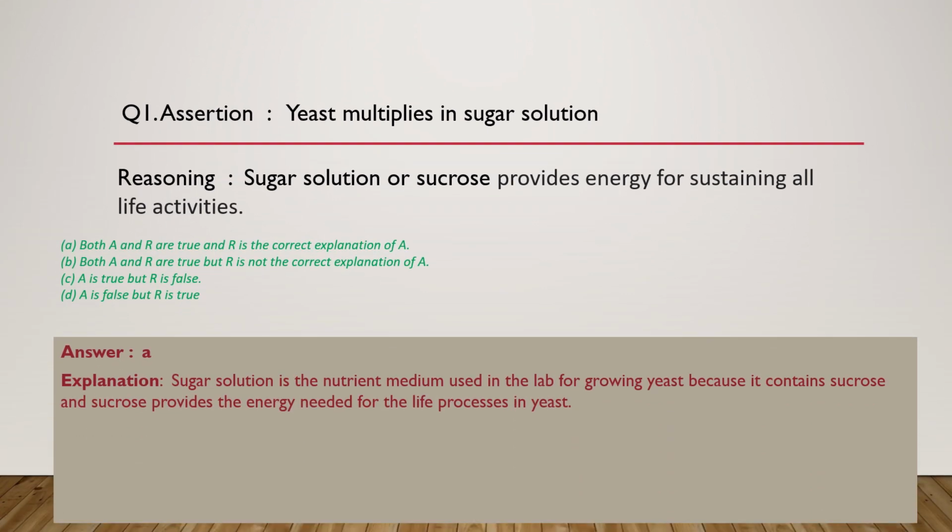Question 1. Assertion: Yeast multiplies in sugar solution. Now in the lab, they grow yeast by putting yeast into sucrose solutions. Reason: Sugar solution or sucrose provides energy for sustaining all life activities. Yes, both the statements are correct, and the reasoning statement is the right reason for the assertion, because the sugar solution is a nutrient medium which is being used in the lab, and the sugar provides energy for all the life processes of the yeast.